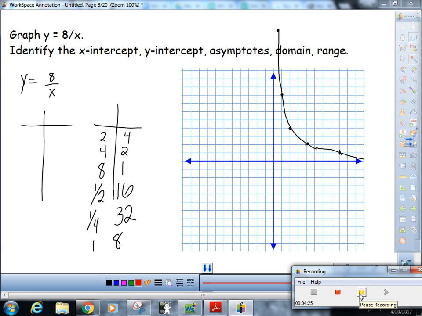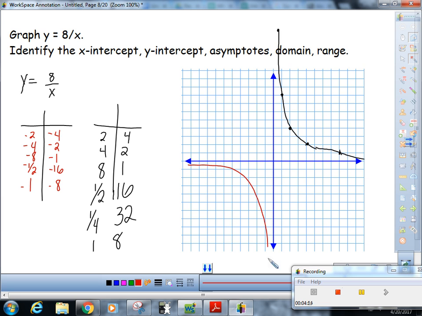So, we'll do this one in red, and we're going to do the same numbers but negative. -2, -4, -8, -1/2, and -1. We'll just put those in, and obviously our answer is going to be -4, -2, -1, -16, and -8. And so without taking up too much time, I'm just going to quickly tell you that that's what it's going to look like. Does that make sense? Okay? So now that's what our graph's going to look like.